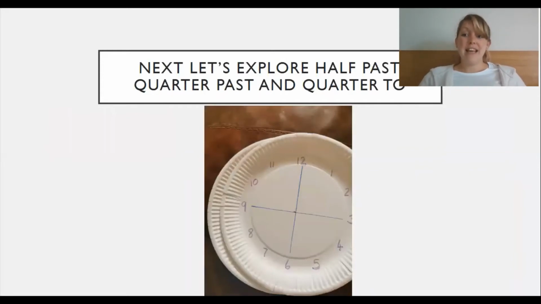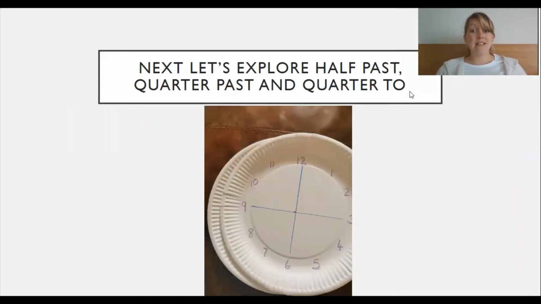The next thing that you need to get confident at is using your half past, quarter past, and quarter to. Now these can be a little bit tricky, but you can see here that I have drawn lines down the middle of my clock from the 12 to the 6 and from the 9 to the 3. So I've split it into 4 parts or quarters.